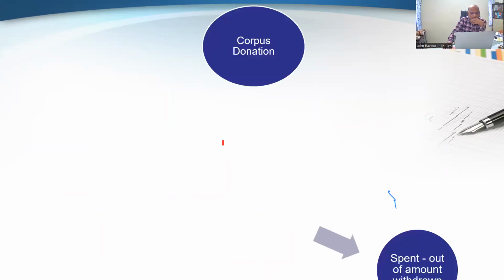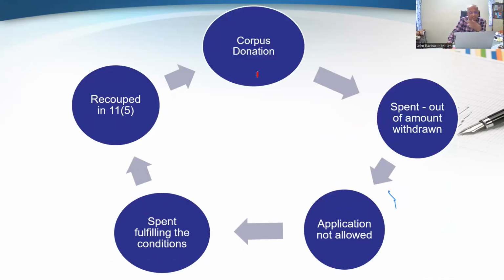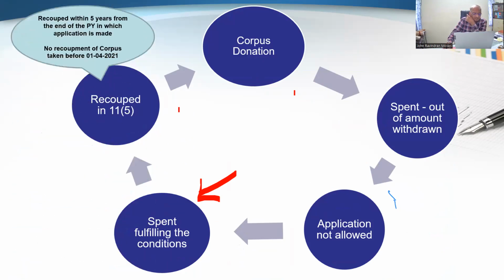But when you want to recoup that, I have put another chart here. Here is a corpus donation. You have withdrawn some money and spent out of the money withdrawn. Whatever you spent will not be allowed as application, but if you spend the money fulfilling the various conditions for application, then when you are recouping, when you are putting back the money in deposits, it will be treated as corpus donation. I hope you understand. But there is a time period also given here. You have a 5 year period from the end of the financial year in which the application is made. No recoupment of corpus taken before 1/4/2021.